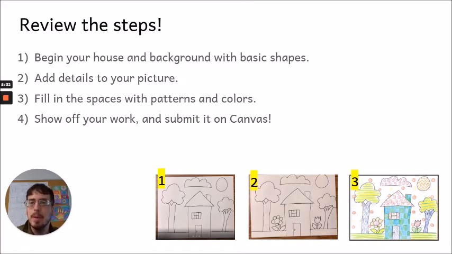All right, so we're back. Let's review those steps. First thing you're going to do is you're going to begin your house and your background using those basic shapes. So use your big rectangles, triangles, all your geometric shapes. You're going to have some organic shapes in there too, like the clouds and the bushes, and the trees. And then you're going to add some details to your picture. I just added a couple flowers here.